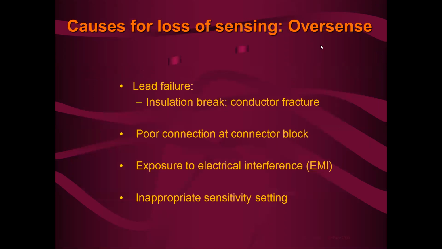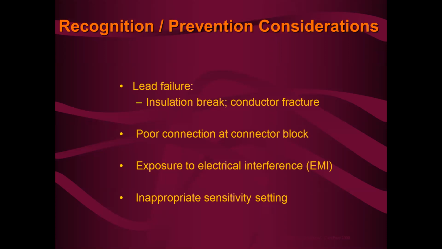And then the other side of sensing problem is oversensing. So again, a similar kind of hardware issue can cause oversensing problem. In addition, there's also what we call electrical interference. So if there's some electrical noise that's super close to the pacemaker, if it's a very sensitive setting, it may pick up those electrical noise interference, and therefore not pace appropriately. So that can cause oversensing as well.